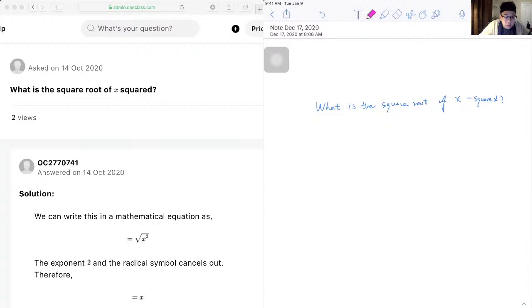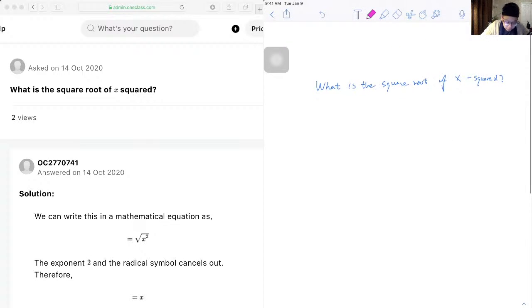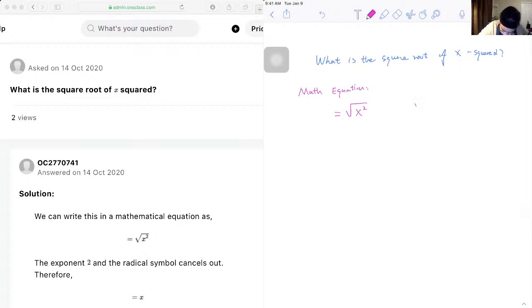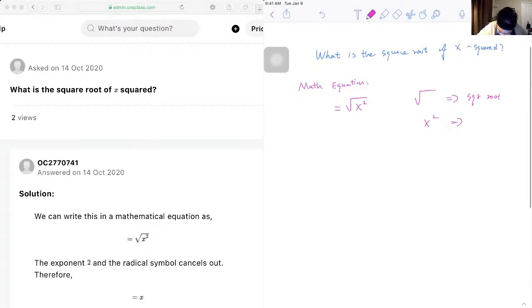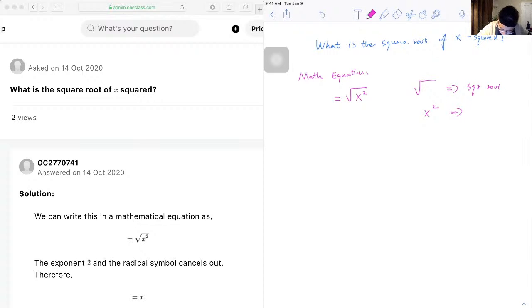So if we want to write that as a mathematical equation, that will be equal to the square root of x squared, where the radical sign is just a square root and the x squared is just x to the exponent of 2.